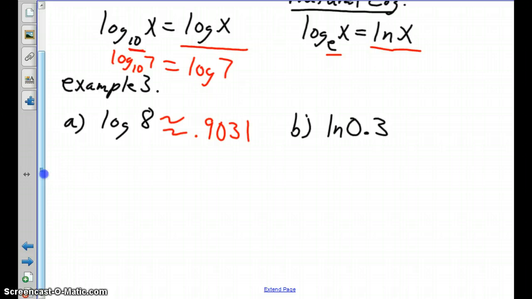Okay, let's go to the other one now. Natural log of 0.3. So you're going to hit ln, and punch in 0.3 and close the parentheses. What's the answer to that? And round to the 4th decimal place. So negative 1.204, right? Those are both good answers.